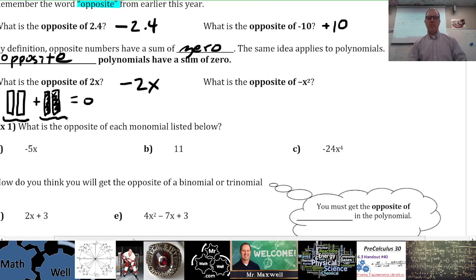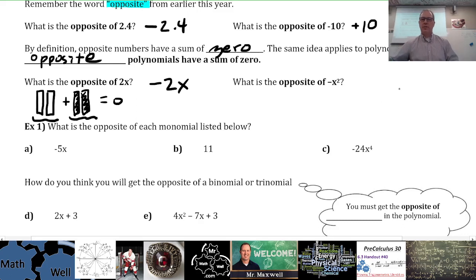Yeah, that's going to be positive x squared. Okay, awesome. Positive x squared. And that negative, if it doesn't have a number in front, that's understood to be a 1, right? So a negative x squared is -1 x squared. So that would be a positive 1 x squared is the exact opposite. All right? Okay, what is the opposite of each monomial listed below?